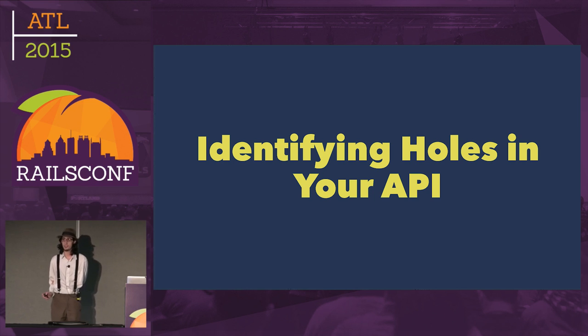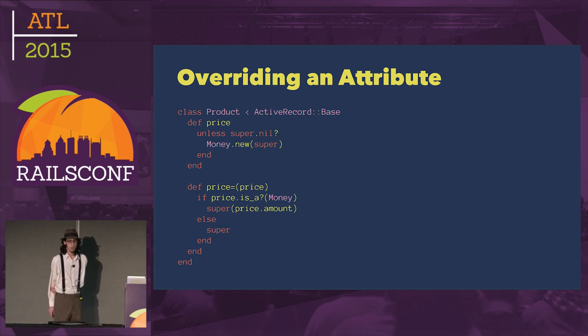So one of these concepts that we found inside of ActiveRecord was the need for modifying the type of an attribute. Say, for example, you have a price column on a product table and you would like to represent that as a money object instead of a float. So it might look something like this. We're overriding the reader and writer, checking to see if anything's nil.